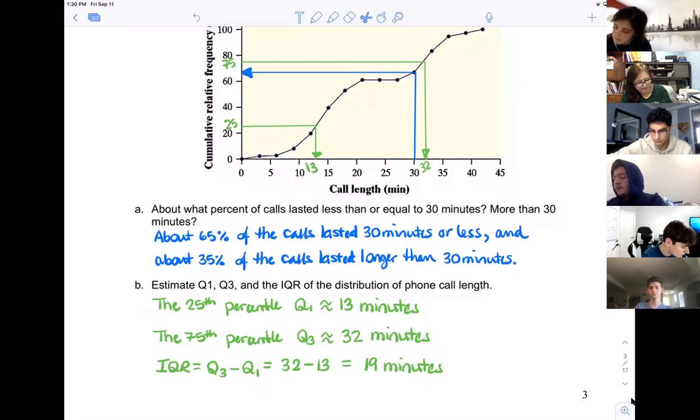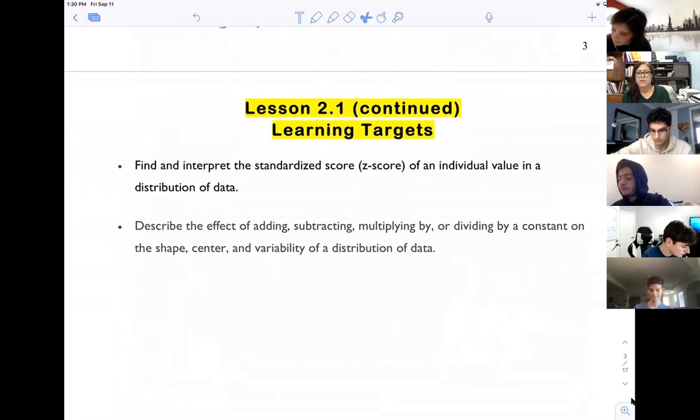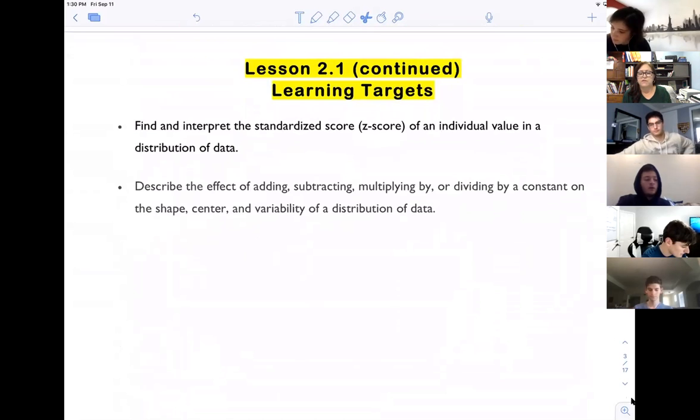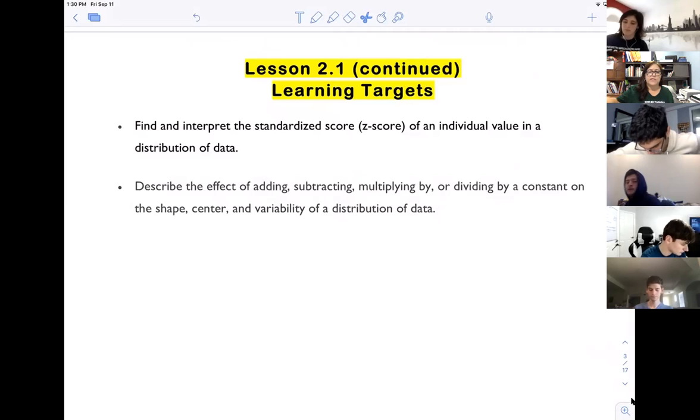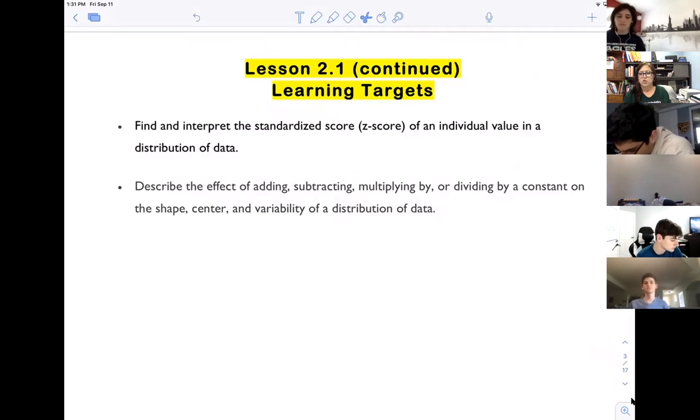All right, let's move forward then to the continuation of this lesson, which had we been on 45 or 50-minute periods would have been on a different day, but now it's on the same day. So find and interpret the standardized score, the z-score, of an individual value in a distribution of data. So before we were doing that position or the location of that piece of data within the distribution using the percentile, now we're doing that using the z-score. And describe the effect of adding, subtracting, multiplying by, or dividing by a constant on the shape, center, and variability of a distribution of data.